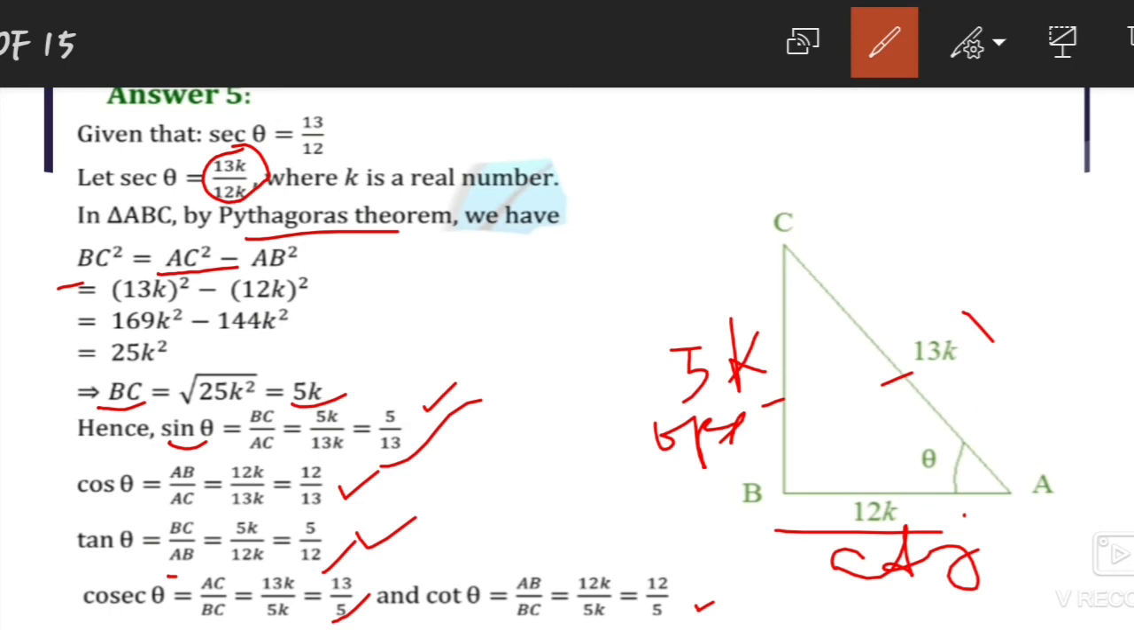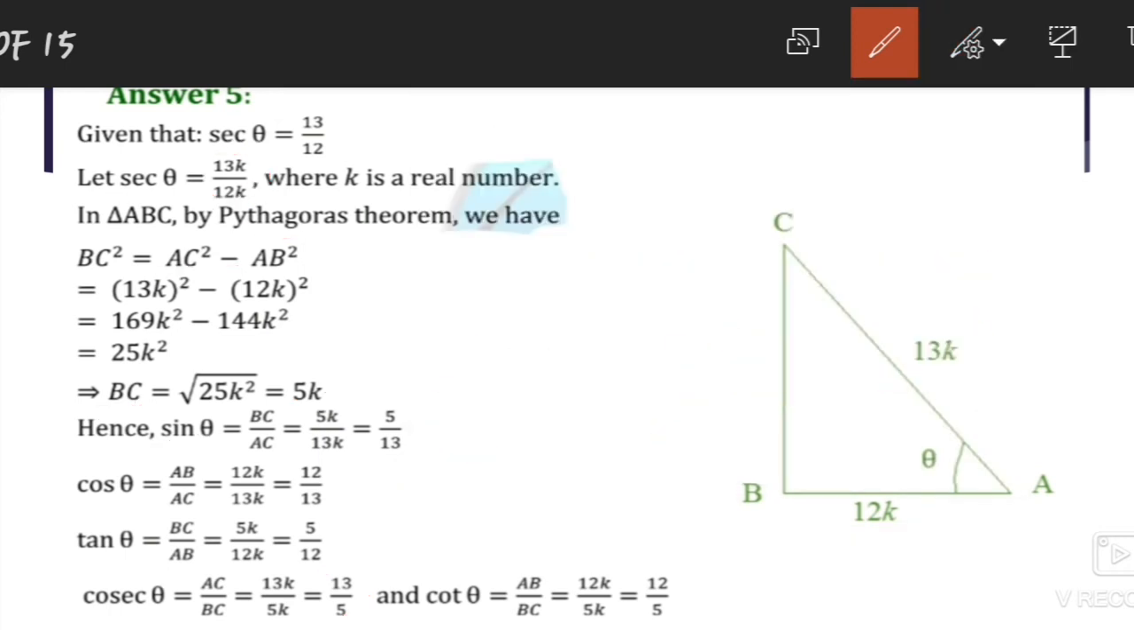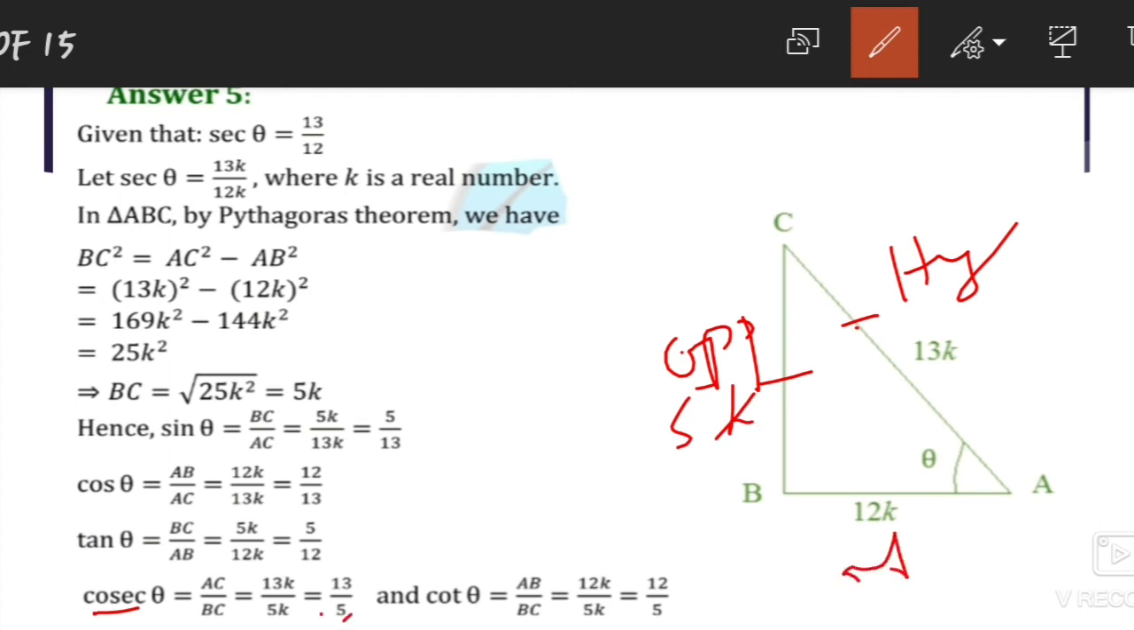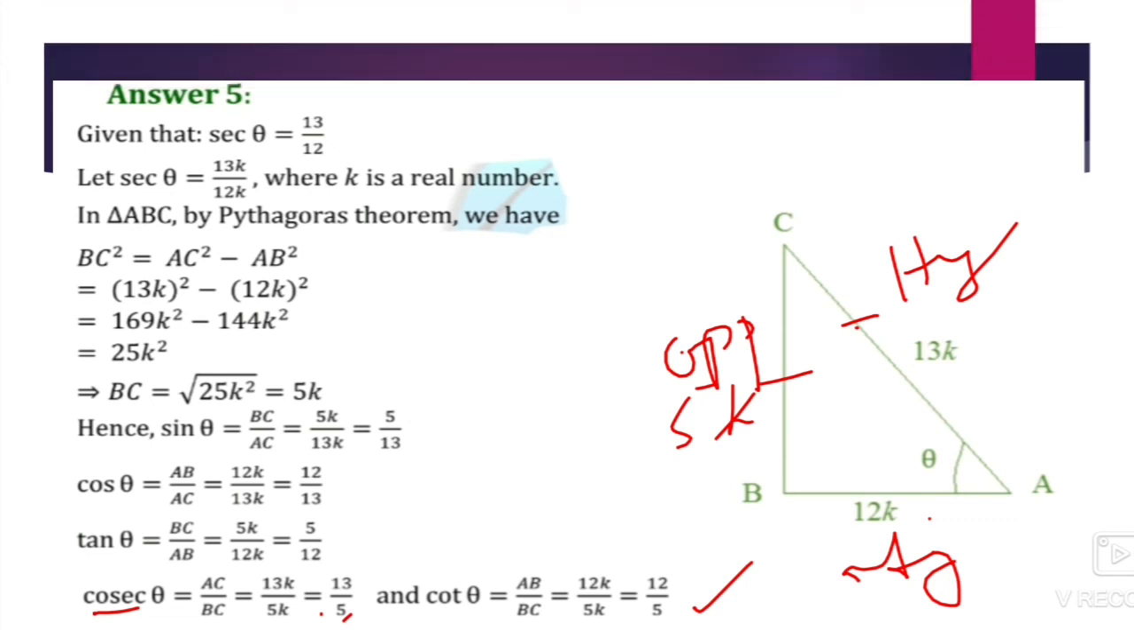Or you can do this one by the formula. The formula for cosec theta is hypotenuse by opposite, that is AC by BC. The result will be the same. This was 5K, 13K by 5K, 13 by 5. Similarly, cot theta was adjacent by opposite, that is AB by BC, so it will be 12 by 5. In this way you have to solve this type of question.